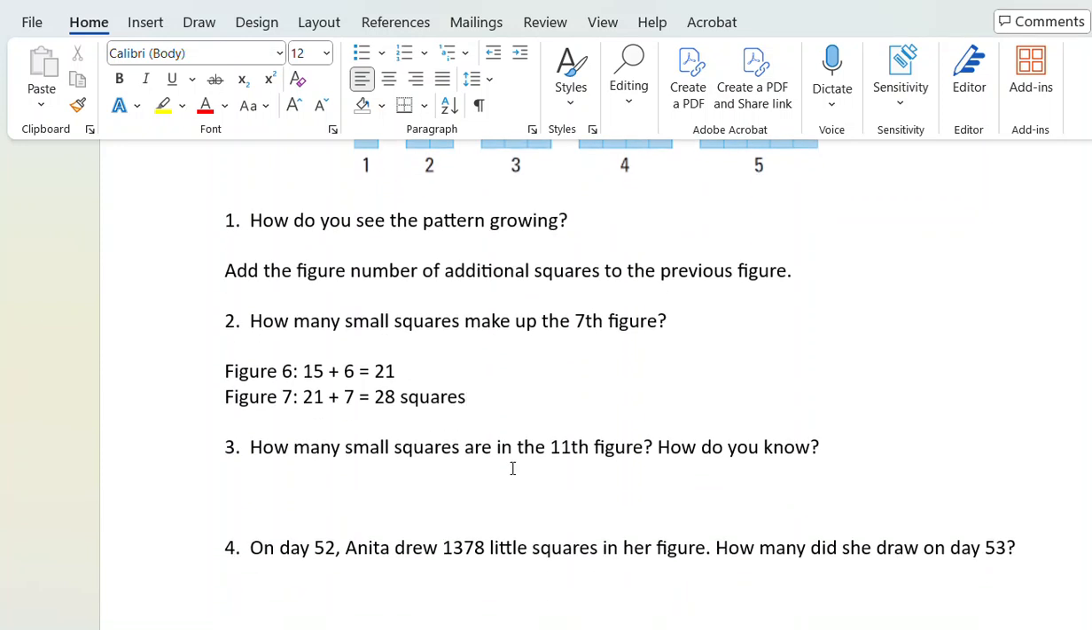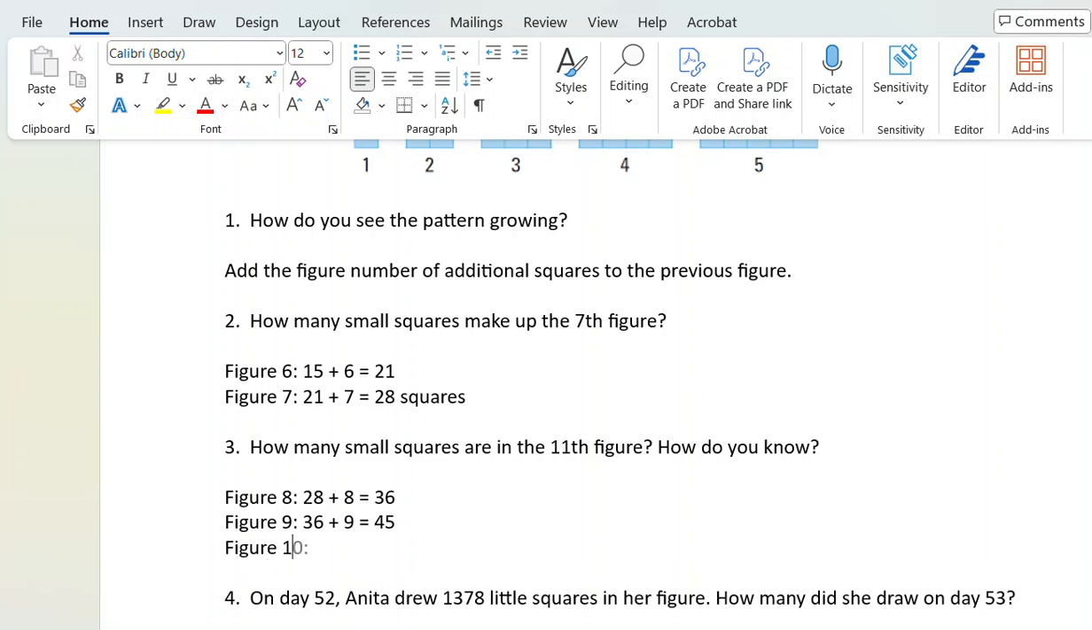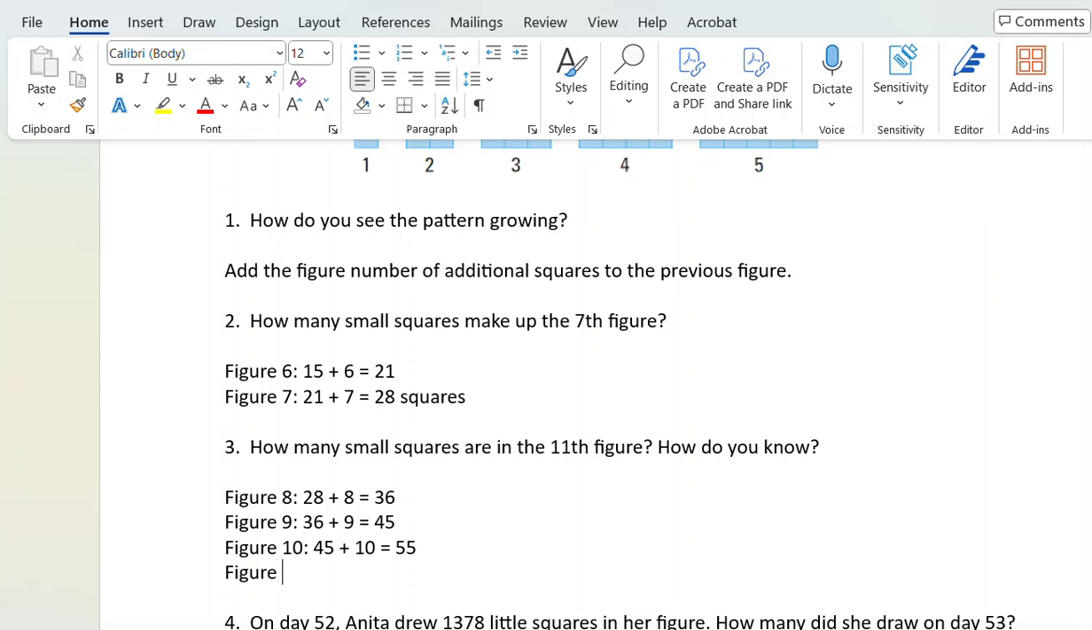How many small squares are in the 11th figure? Well, we can keep going with what we were doing previously. First, we need to find figure 8, which is going to be 28 plus 8, which is 36. Figure 9 is going to be 36 plus 9, which is 45. Figure 10 will be 45 plus 10, which is 55. And finally, figure 11 is 55 plus 11, which is 66.